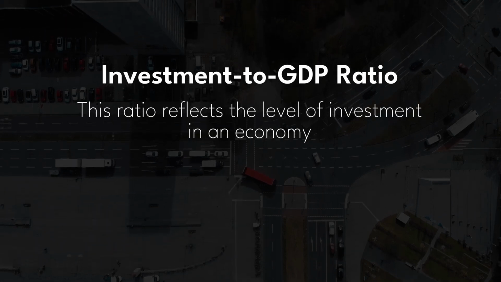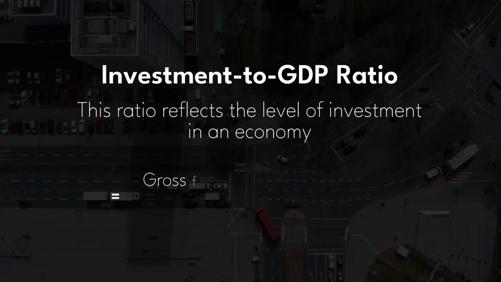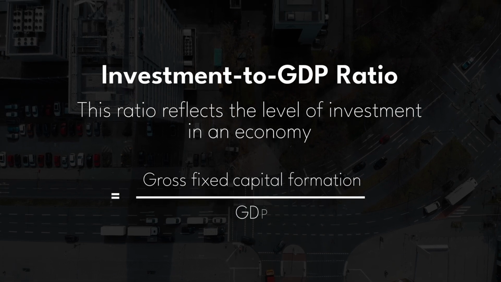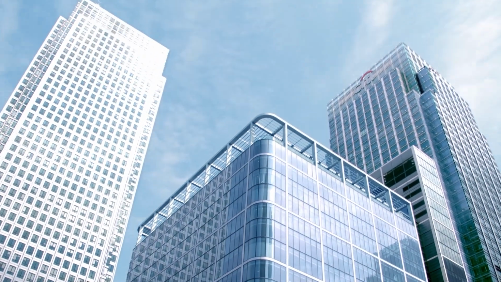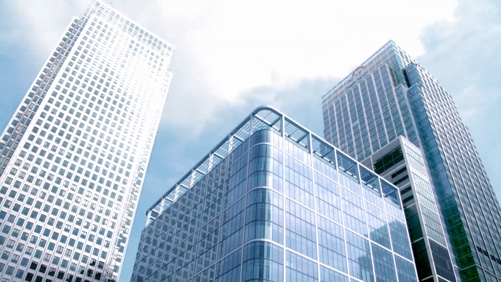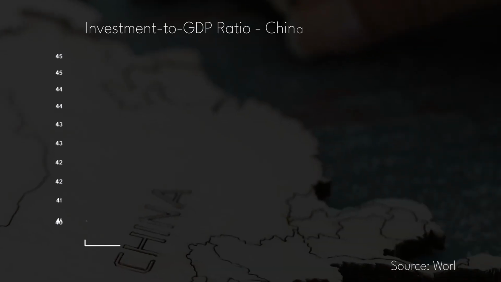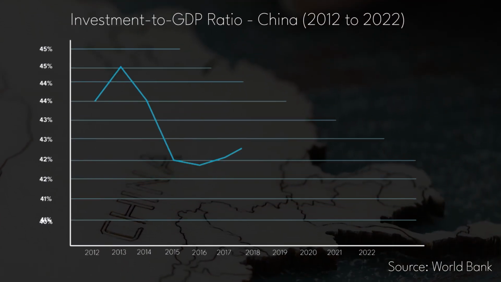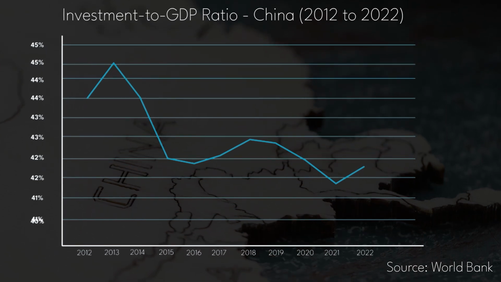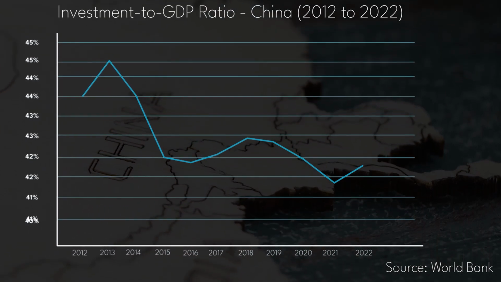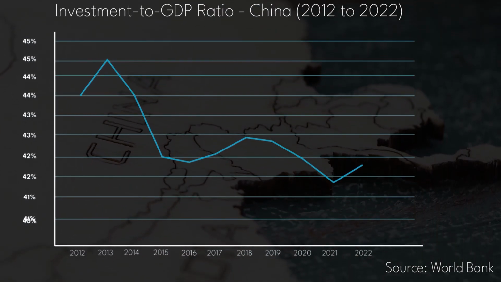Investment to GDP ratio. This ratio reflects the level of investment in an economy by dividing gross fixed capital formation by GDP. It shows the proportion of GDP being reinvested for future growth, indicating the potential for future economic expansion. China has a high investment to GDP ratio, which has been a significant driver of its rapid economic growth through infrastructure development and industrial expansion.